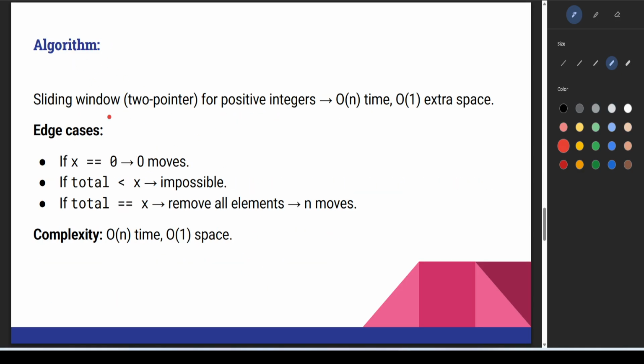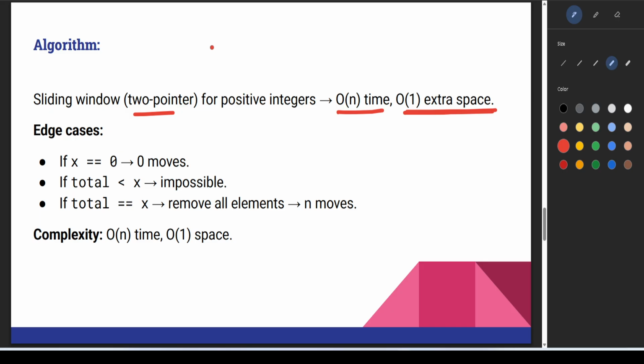Let's think that we will use a sliding window, or two-pointer approach, for the integers. That will take O of n time and O of 1 extra space, which means we will iterate over the array, and we will not take any extra space to store the values. So what is the edge case?